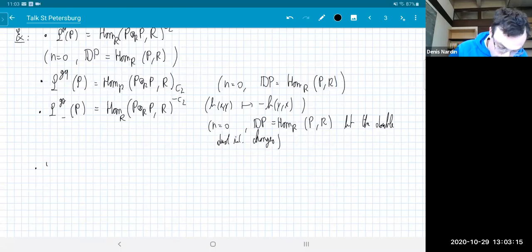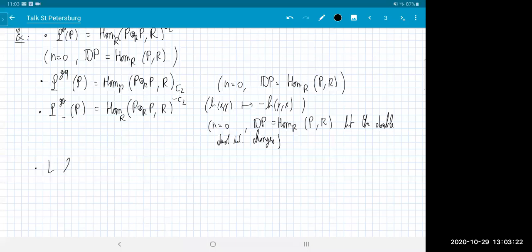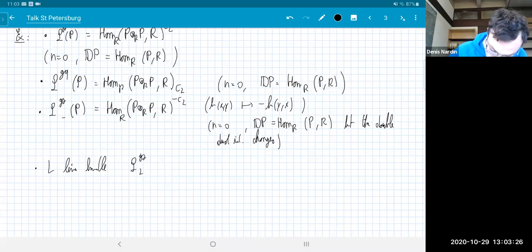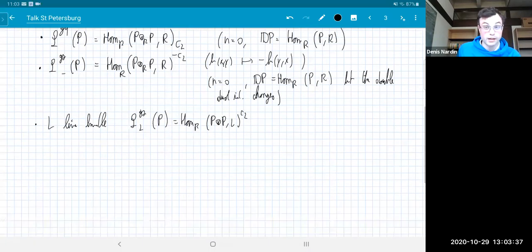You can start doing things like genuine symmetric L, where L is a line bundle. So let's say L is a line bundle. Then you can take genuine symmetric of P being L valued symmetric bilinear forms. And you can do many things. Let me give you an example with R non-commutative. So let's say R is a ring with involution.